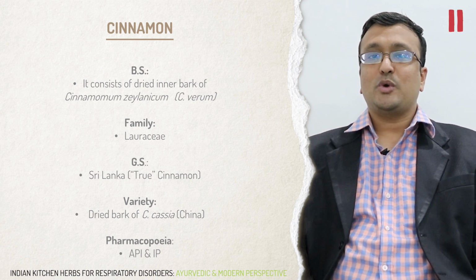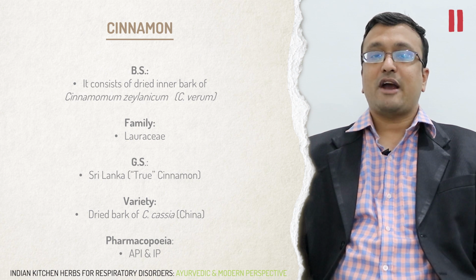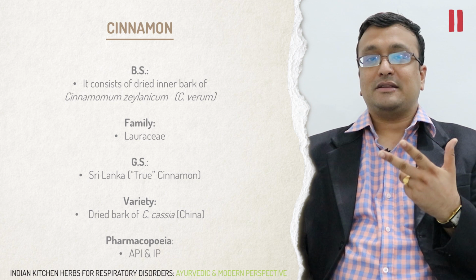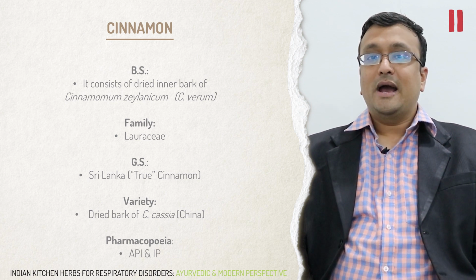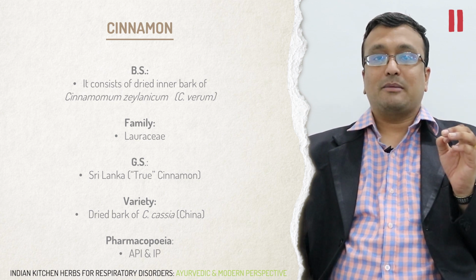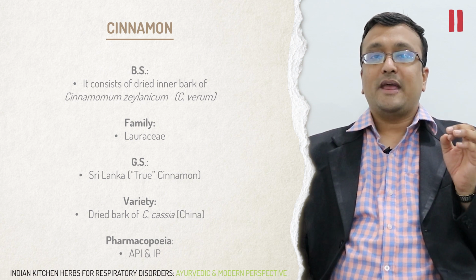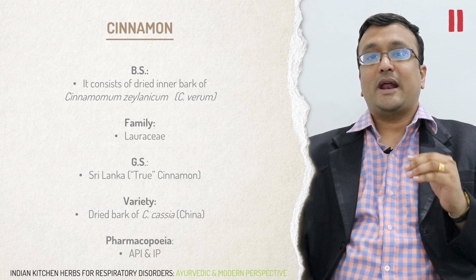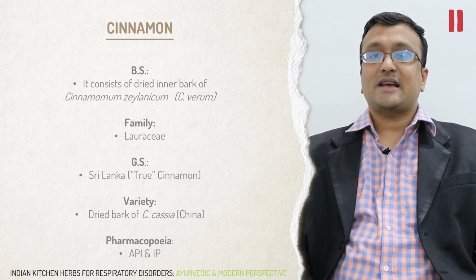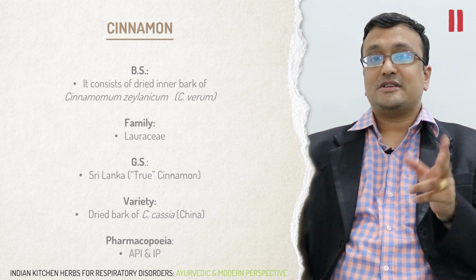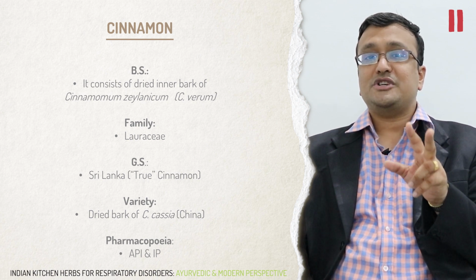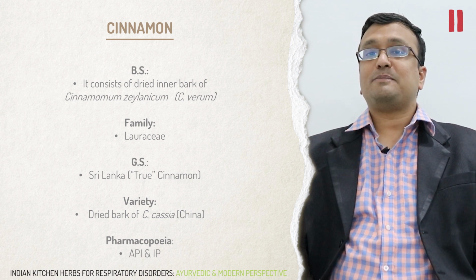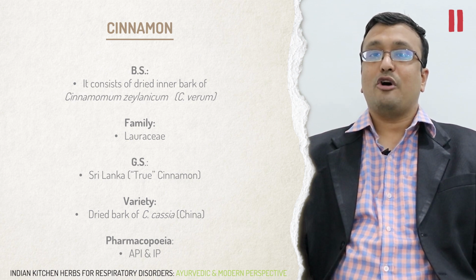Other varieties are there as well, like the Chinese cinnamon, which is derived from Cinnamomum cassia. How to differentiate these two varieties? Well, the Sri Lankan cinnamon, or the true cinnamon, has a very smooth surface, whereas the Chinese cinnamon has a rough surface. So this is one way of differentiating the two species very easily. Being a very important medicinal plant, it is present in the pharmacopoeias of the Government of India.